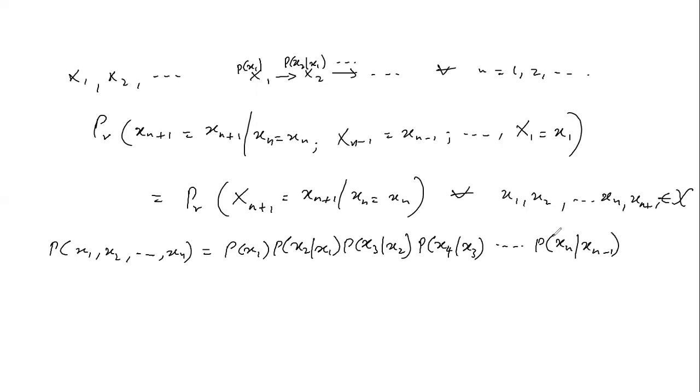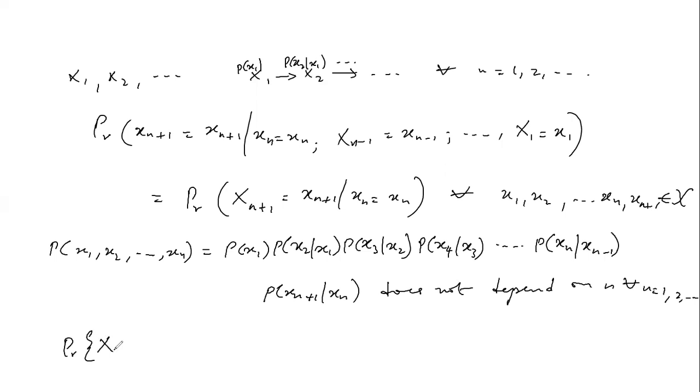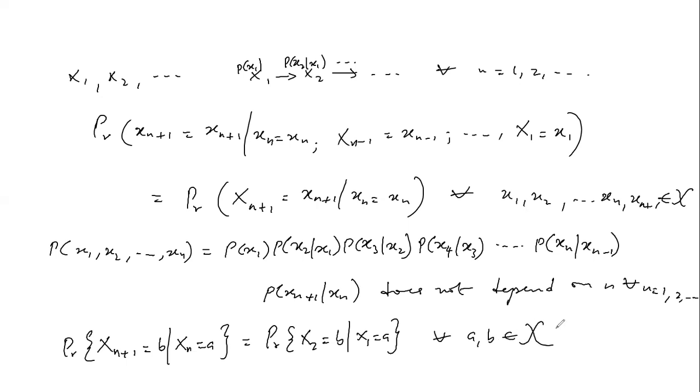So the Markov chain is said to be time invariant if the conditional probability, say P of Xn plus 1 given Xn, does not depend on n, for all values of n, taking on values from 1, 2, all the way. Okay? So what this means is that the probability that Xn plus 1 equals B is received when Xn equal to A was transmitted will be the same as the probability that X2 equals B, given that X1 equal to A was transmitted, for all A and B being elements of the stochastic process.